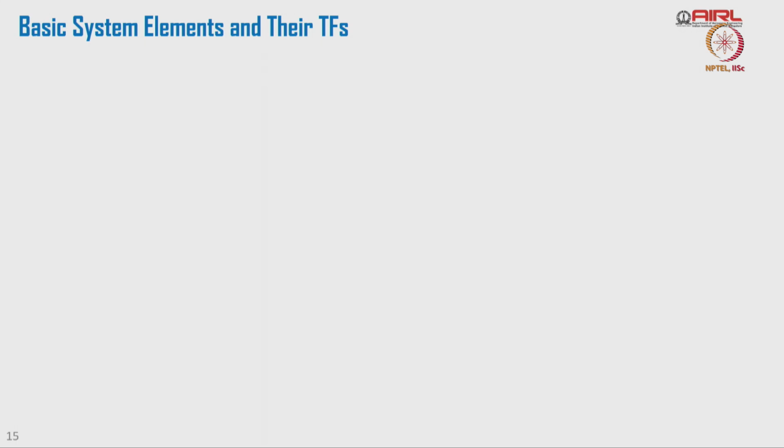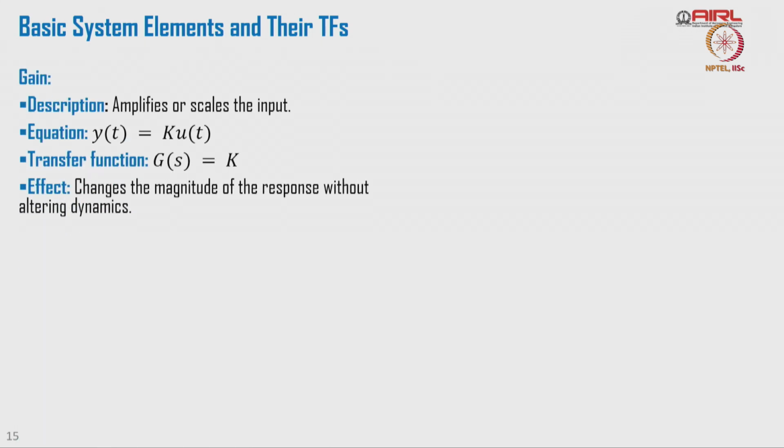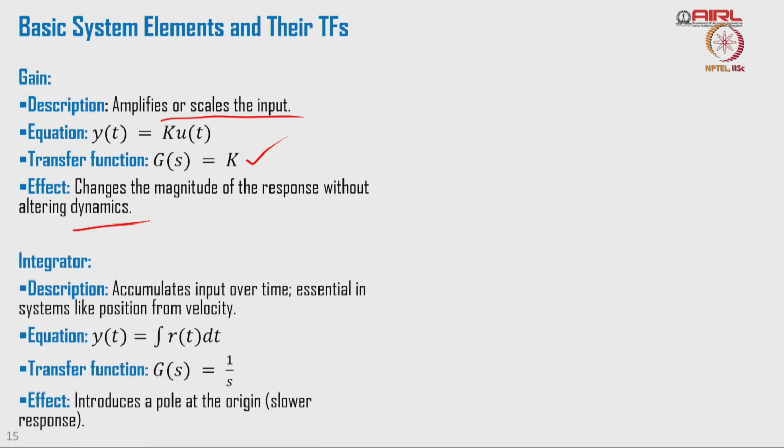I will talk about some basic system elements and their transfer functions. One is gain, which amplifies or scales the input. If there is an equation like y(t) equal to K u(t), then K is the amplifier of the input. The transfer function in that case becomes K, you can verify. It changes the magnitude of the response without altering the dynamics. Then the integrator I was talking about. Its transfer function becomes 1 by s.